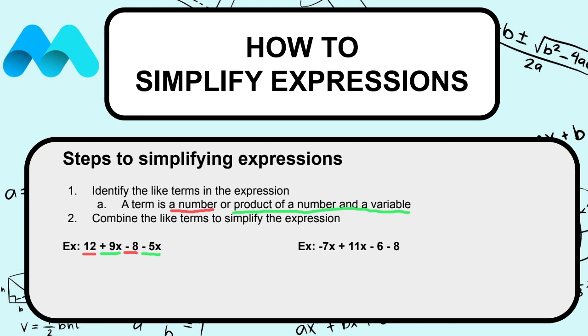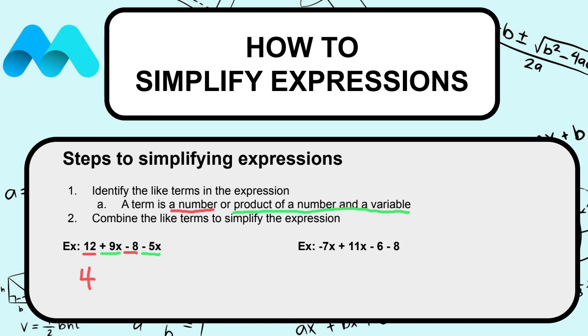All right, now step 2. We've identified our like terms, and now we're going to combine them. To combine them, we just perform the operation. The first two are 12 and minus 8. So 12 minus 8 is 4. We just do the math as is.